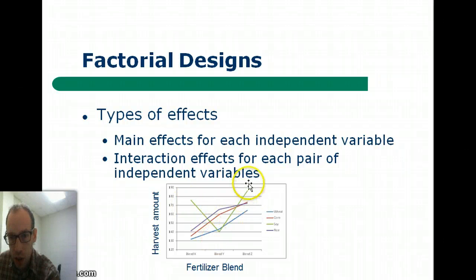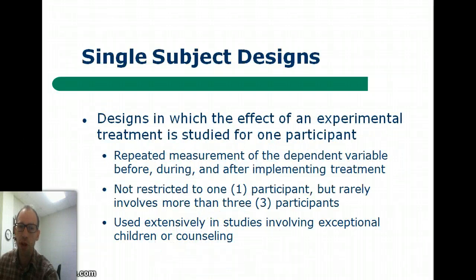No, the soy does not have the same slope. So it doesn't matter how high it is compared to the others, but if it doesn't have the same slope, we call that an interaction effect. Finally, we have single subject design, which I'm going to let you read in the book.